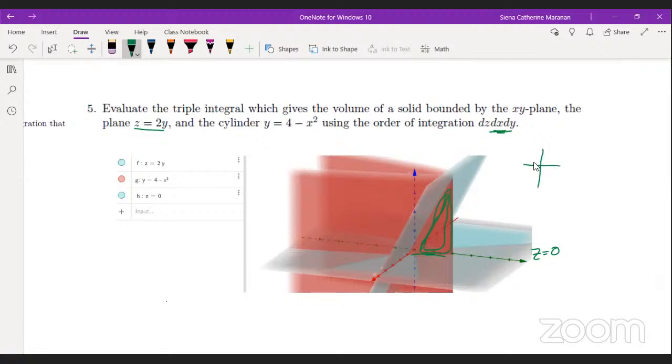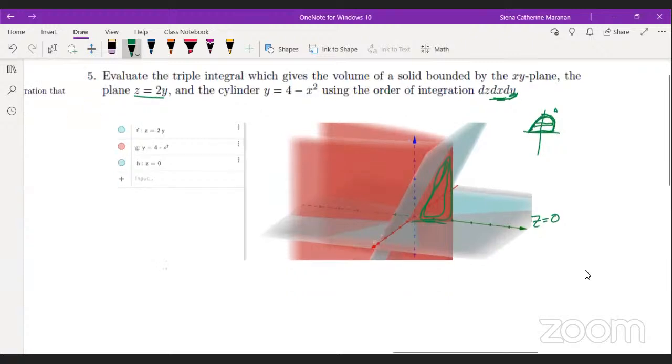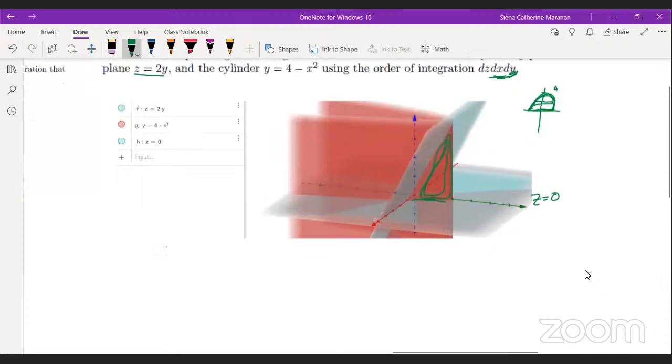meron kang parabola opening downward. Okay, so meron ka dyang 4. Okay, hanggang dito lamang. Okay, and then use horizontal strip. Okay. So use horizontal strip to get the bounds. Okay? So maybe that's it. Sige, pakita natin yung sagot.